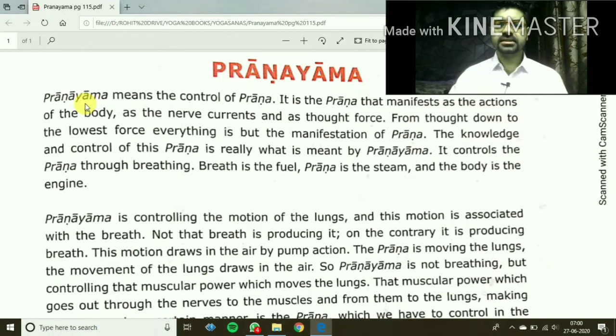Breath is the fuel, prana is the steam, and the body is the engine. Like in a train we have steam engines, the fuel in the steam engine is coal, and the steam is the life for the engine, and that is how a steam engine works. So breath is the fuel. When you breathe, this is the fuel for your body. It is the life going through your body, and that is how your body functions. The body is the engine. All the parts in your body, the heart, the other organs, the brain, function because they get the fuel, which is the air, and breathing is the process through which it gets that and runs your body.